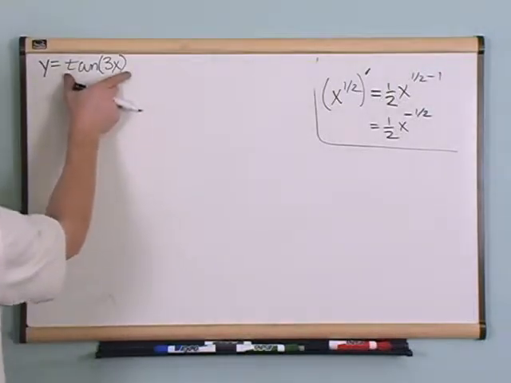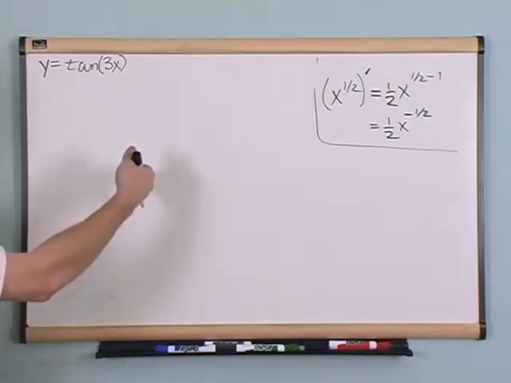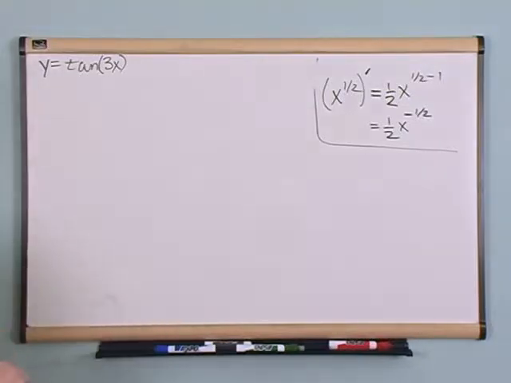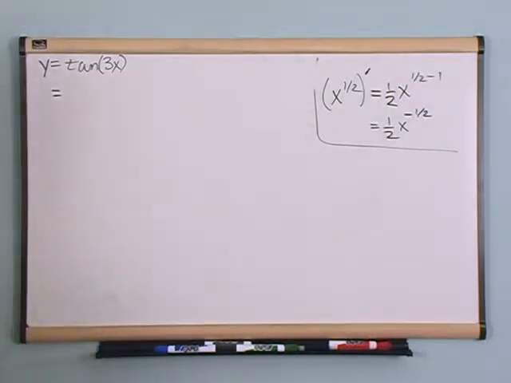Well, we're taking the tangent of something. I know what the tangent of x is, okay, but that's not what I have here. So let's go ahead and go with that. Let's take the derivative of the big picture function first.